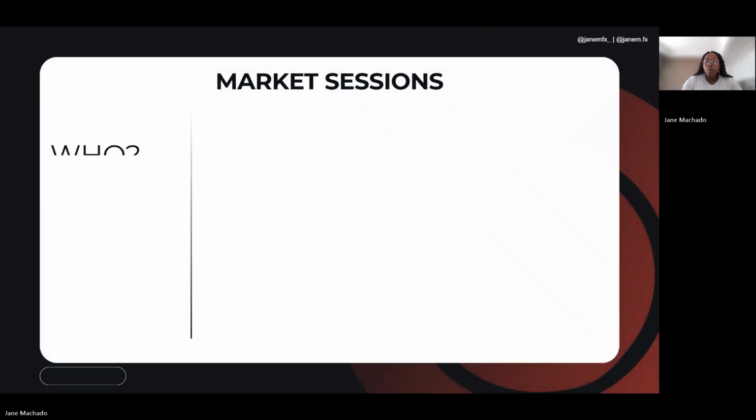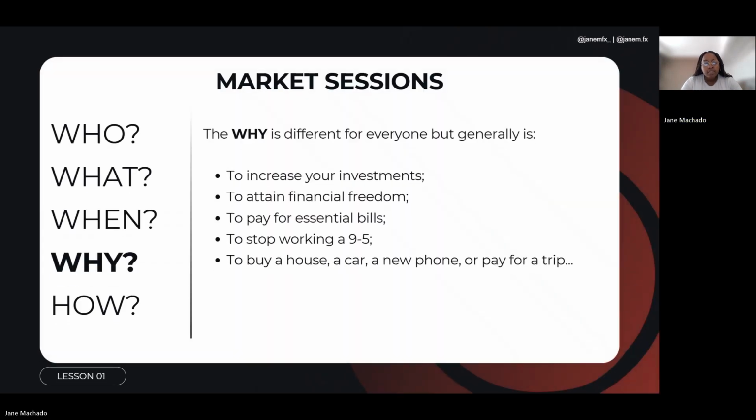Then we need to know why. Why do people operate in the market? Why? What is the reason? People operate for different motives, for different reasons, okay? They can operate for financial freedom, which can mean anything for anyone.